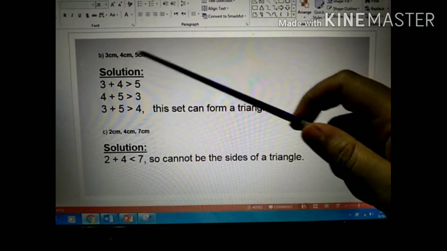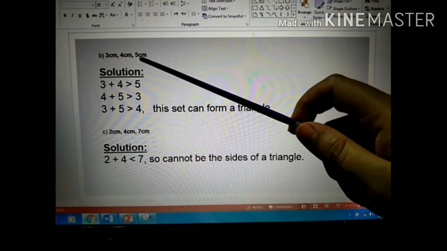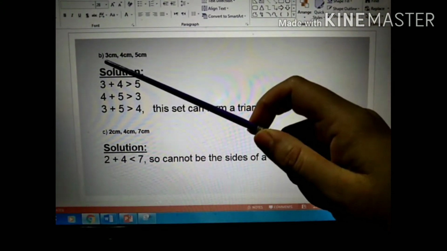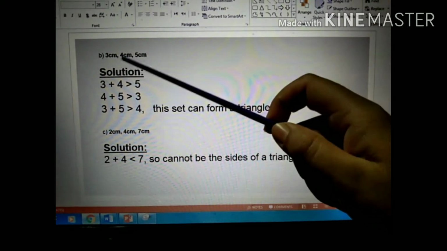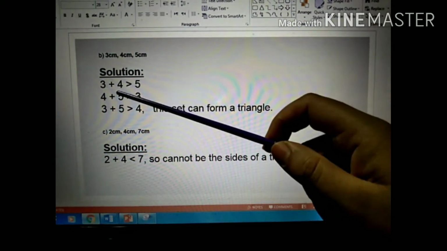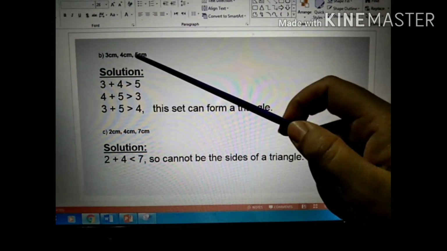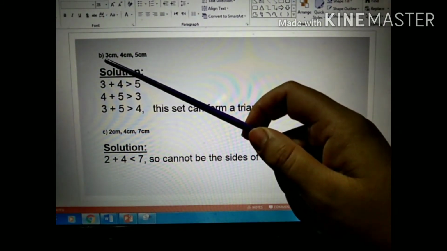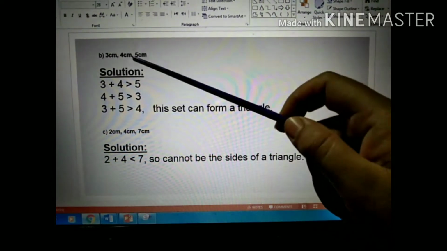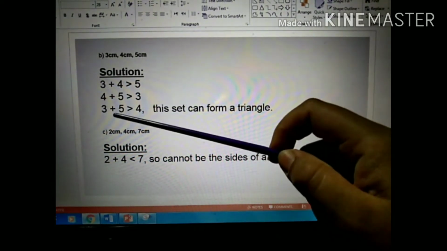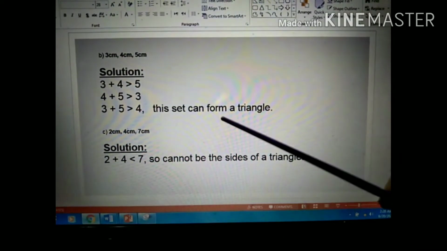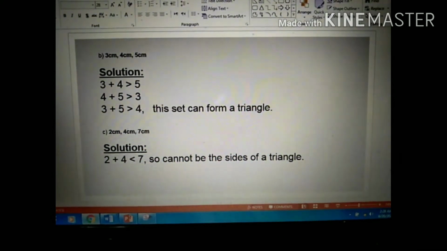Another set of sides: 3, 4 and 5 centimeter. First I will add 3 and 4. 3 and 4 is greater than 5. Okay. Then 4 and 5 is greater than the third side, and 3 and 5 is greater than the third side. So this set can form a triangle.